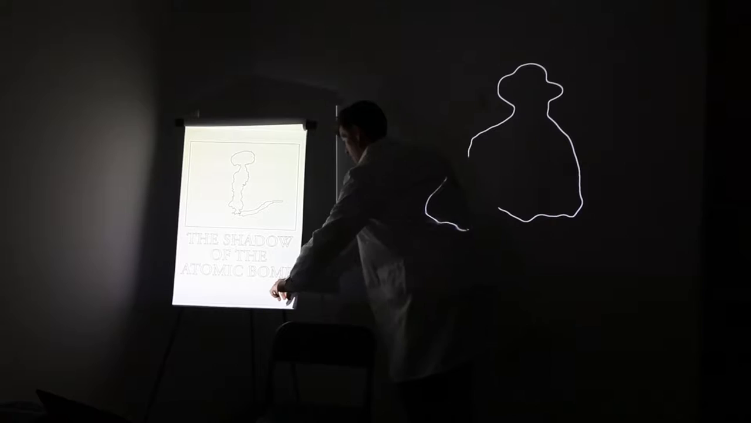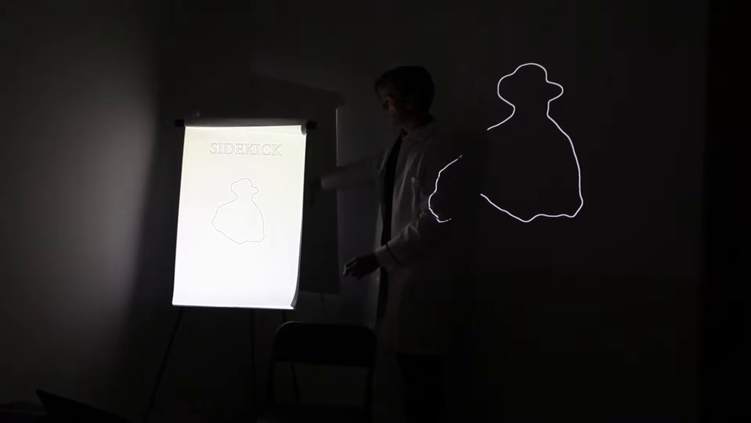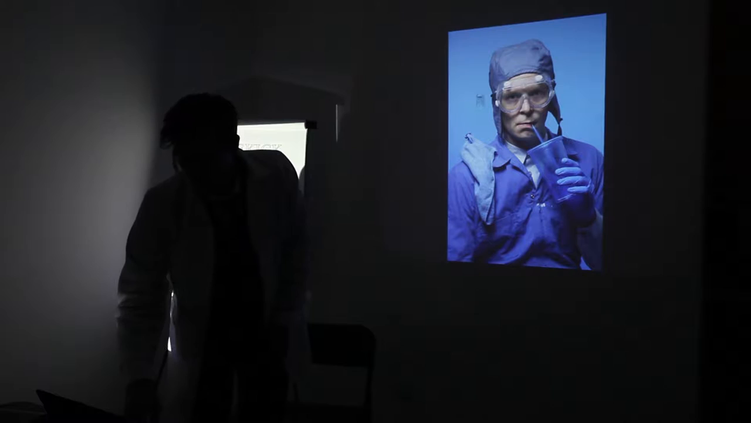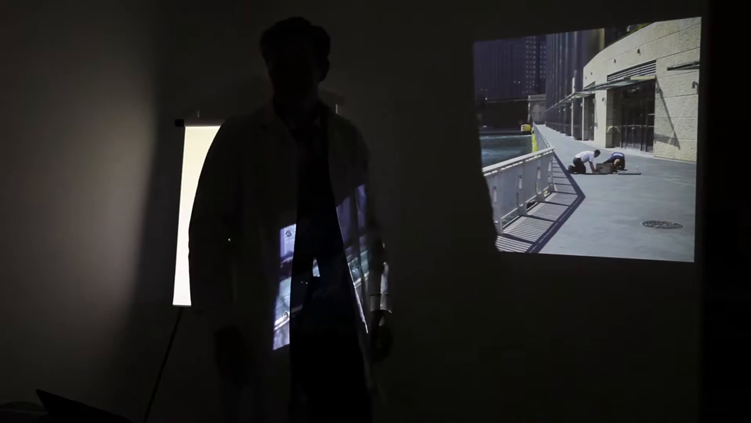Sidekick. Not to be lesser, not to be second to anybody, but to be the support. To be the one who backs everything up, the one who is there as assistance. I wonder, AJ, do you have any thoughts on the sidekick?